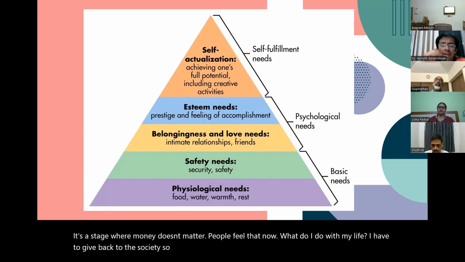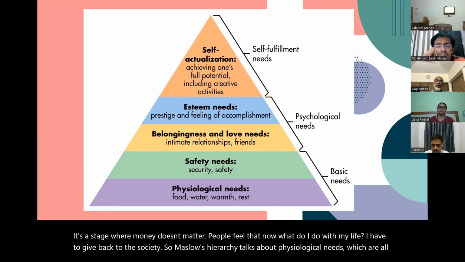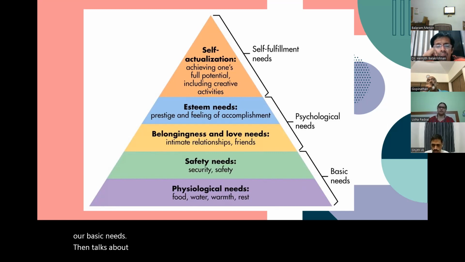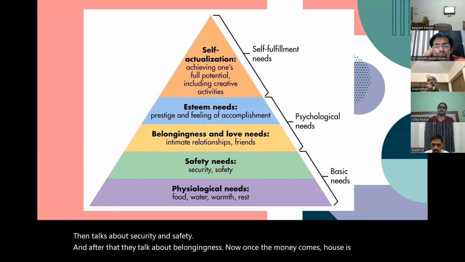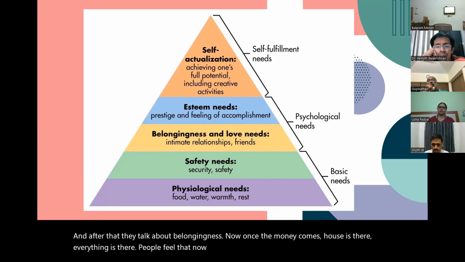So Maslow's hierarchy talks about physiological needs, which are all our basic needs. Then talks about security and safety. And after that, they talk about belongingness. Now, once the money comes, house is there, everything is there, people feel that now I need to be called by people. I need to have friends around.